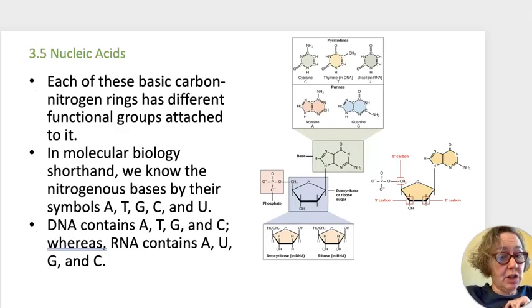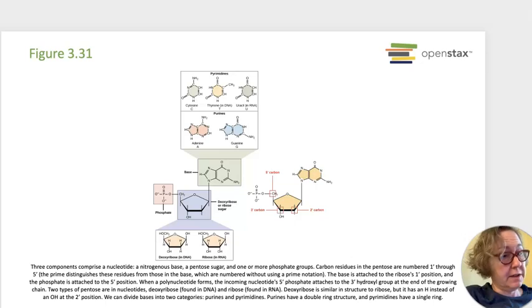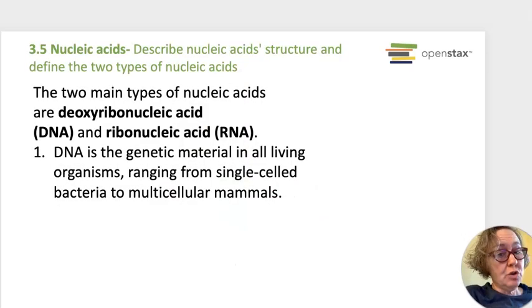Each of these basic carbon nitrogen rings has different functional groups attached to it. Okay, again, in molecular biology, the shorthand for this is ATCG, right? Adenine goes with thymine, cytosine goes with guanine. And so DNA contains A, T, C, and G, and RNA will contain this uracil here instead of the thymine. And there is the bigger picture of that. The 2 main types, again, are deoxyribonucleic acid, the 2 oxygens, and just the ribonucleic acid.